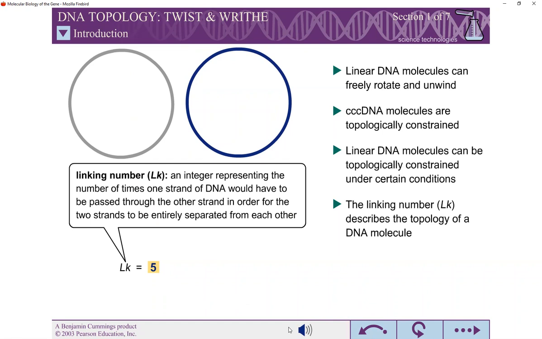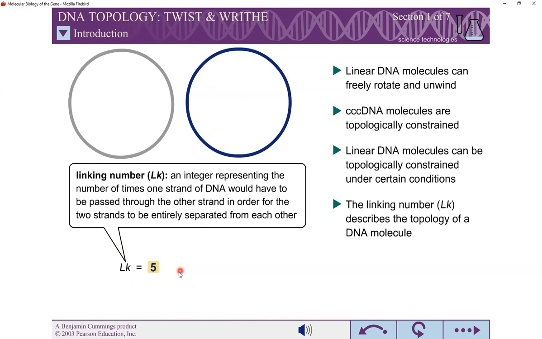Are you able to understand it? If not, please do comment. The linking number is always an integer. The linking number is an invariant topological property of cccDNA. No matter how much it is distorted, linking number is an invariant property of the circular covalently closed DNA molecule. Every topologically constrained molecule has a particular linking number.